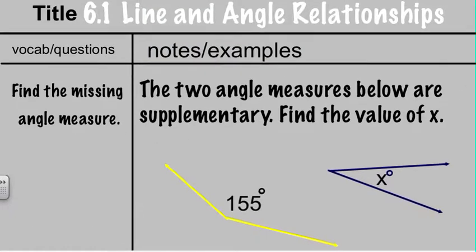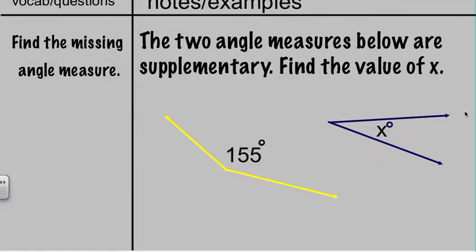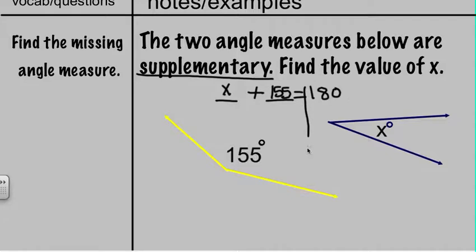All right. So a lot of what we have to do at the beginning is to find the angle measurement that is missing. In this particular example, I have these two angles, and I'm told they're supplementary. If I know they're supplementary, I know I'm going to add them together because that's what supplementary meant. Take your angles, angle 1 and angle 2, add them together, and that will equal 180 degrees. So I have to take angle X, this angle here, add it to 155, and that will equal 180 degrees.